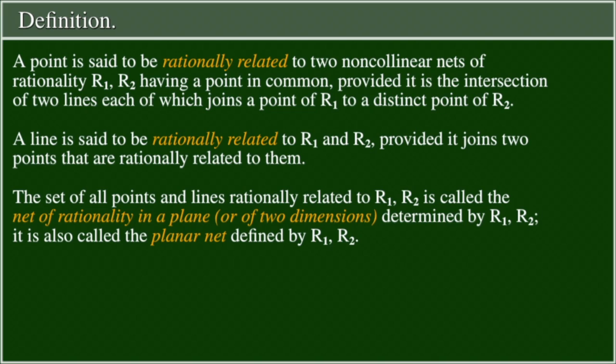A line is said to be rationally related to R1 and R2, provided it joins two points that are rationally related to them. The set of all points and lines rationally related to R1, R2 is called the net of rationality in a plane, or of two dimensions, determined by R1, R2. It is also called the planar net defined by R1, R2.